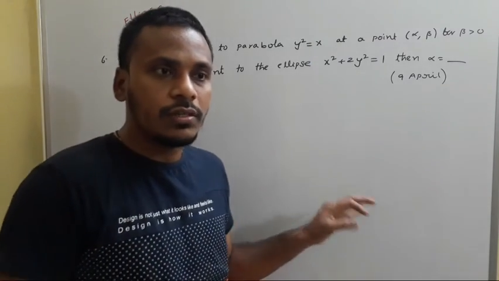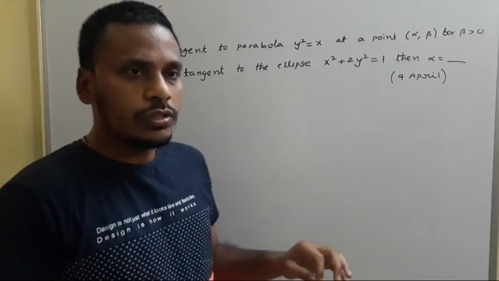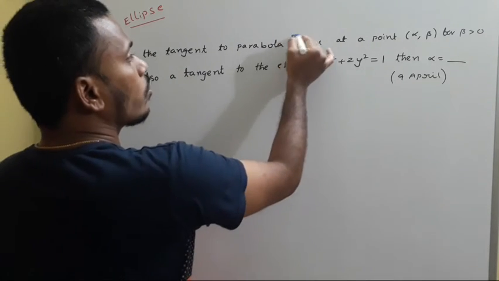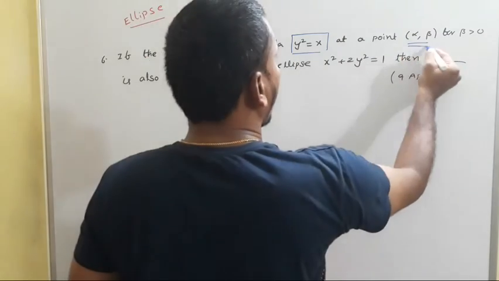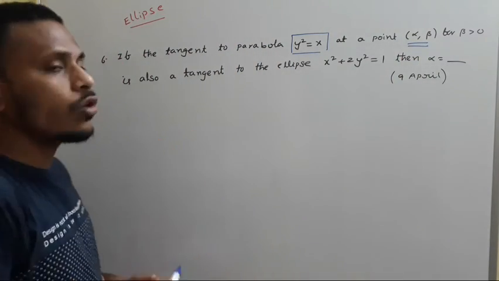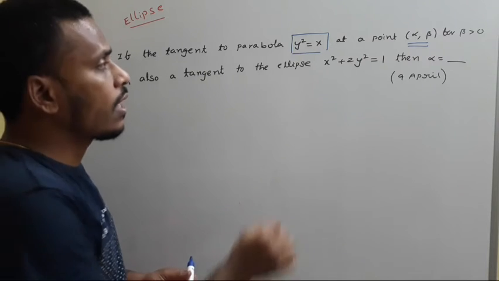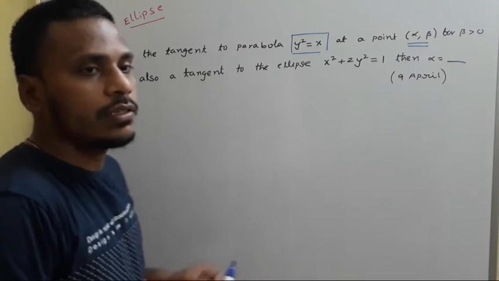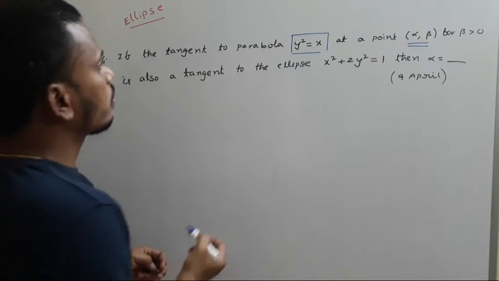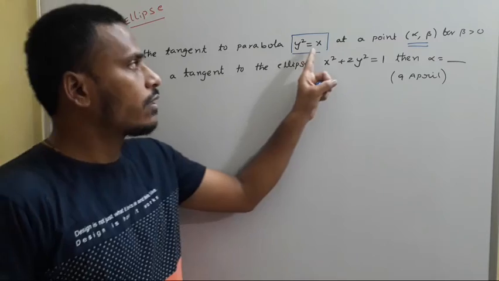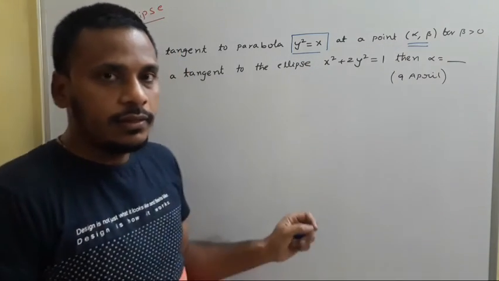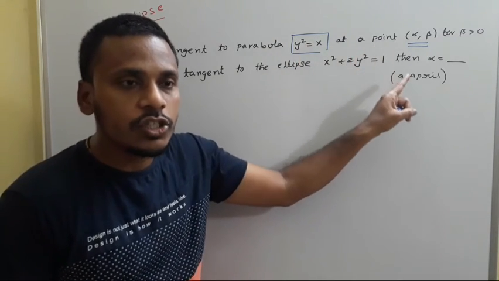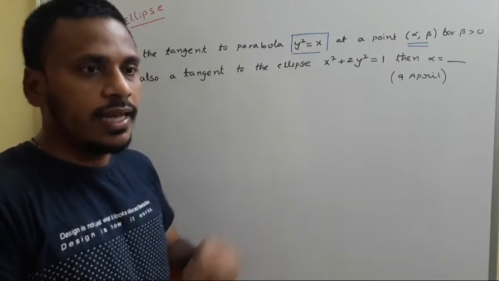This question was asked on 9th April 2019. If the tangent to the parabola y square equals x at a point (alpha, beta) is also a tangent to the ellipse x square plus 2y square equals 1, then alpha is equal to what? That is the problem. First of all, we need to find the tangent for this parabola at the point. Then if the same tangent is acting as a tangent for the ellipse, in that situation we need to find alpha.